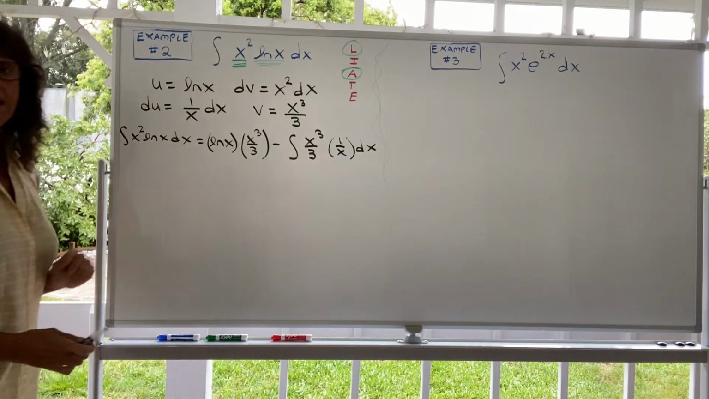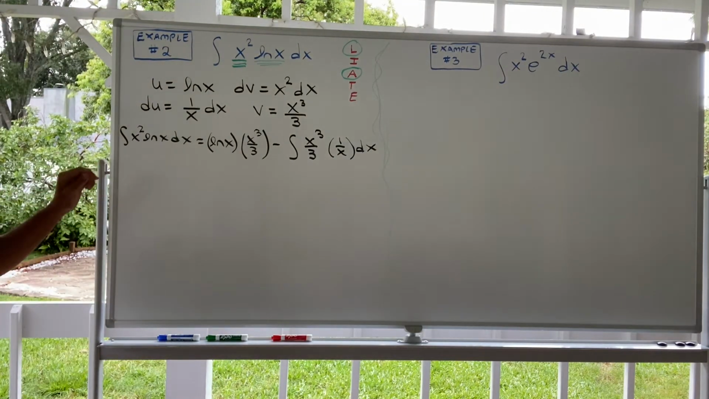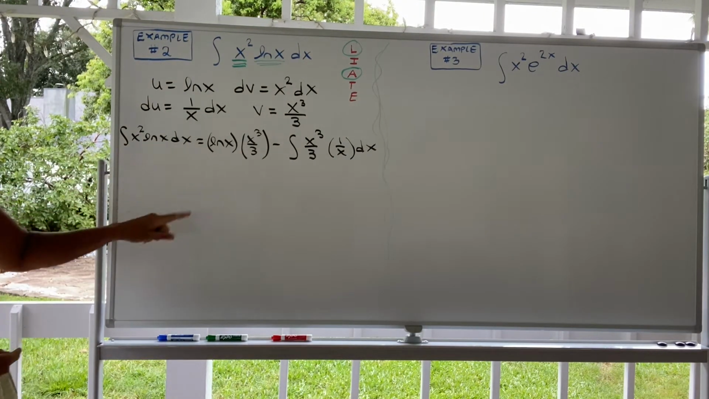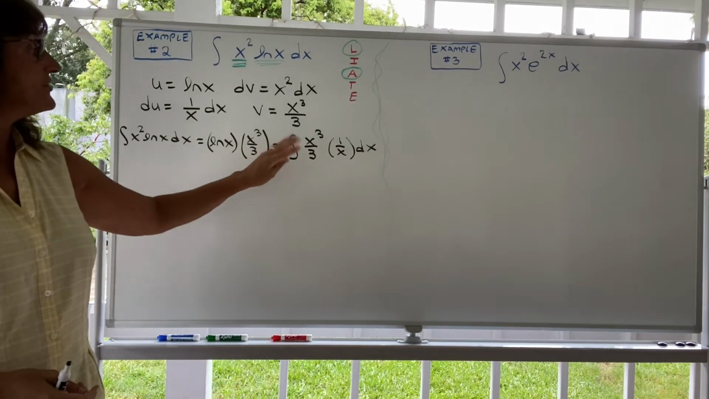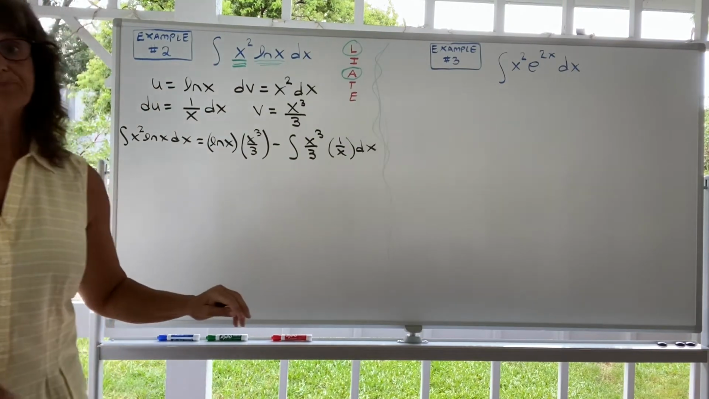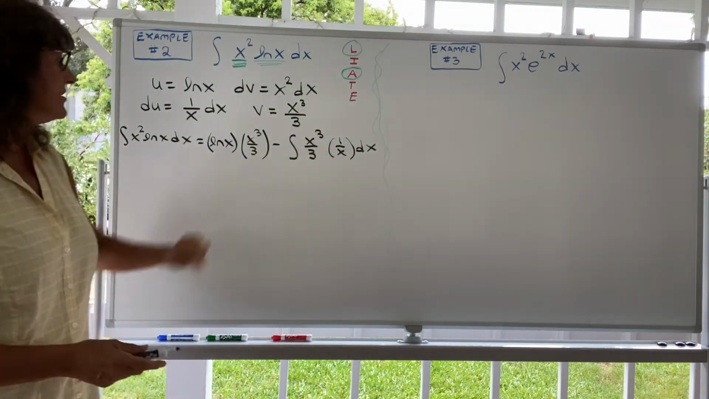All right, so we're here. All right, so here is just setting it up. So the integral of u dv is going to be u times v minus the integral of v du. All right, let's go ahead and simplify here.